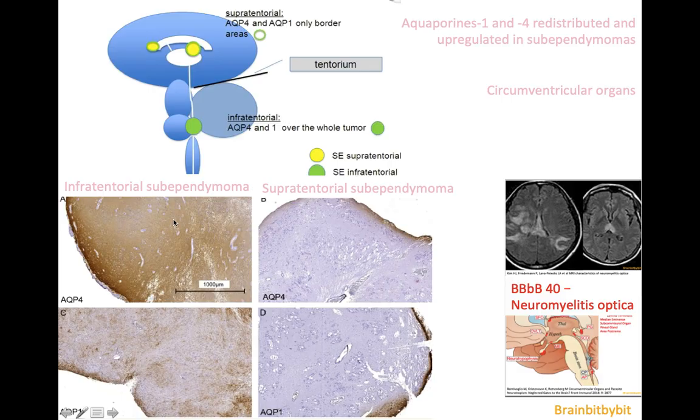And in infratentorial subependymomas, there's upregulation of aquaporines in the entire tumor. You can see the aquaporine 4 in brown and the aquaporine 1 in brown infratentorial on these images. And in the supratentorial subependymoma, it's located along the borders.